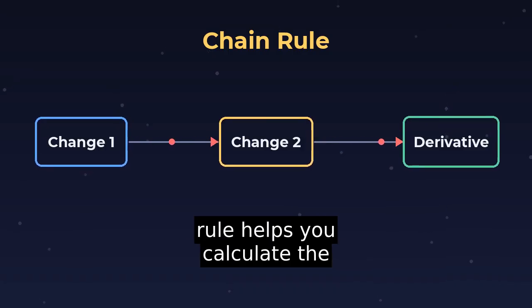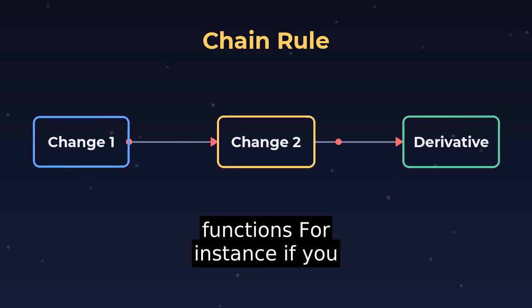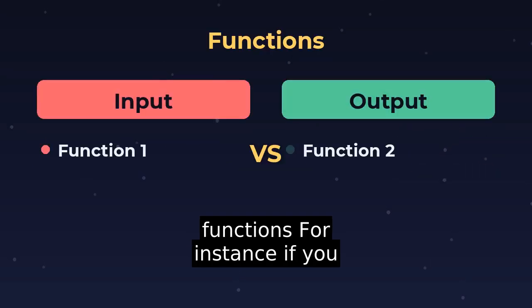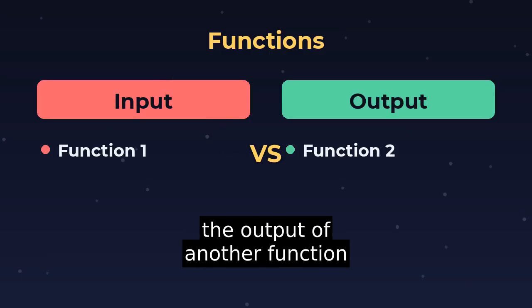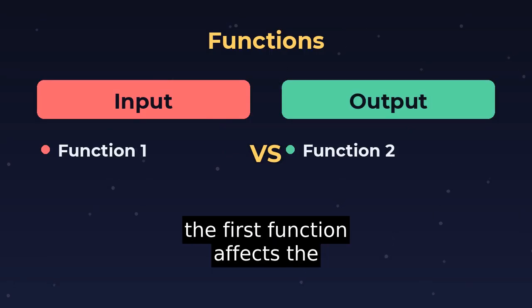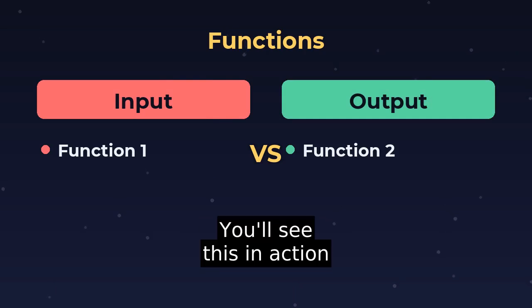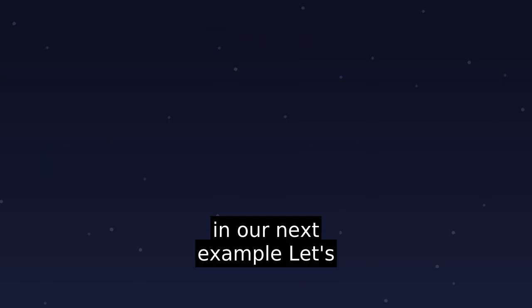The chain rule helps you calculate the derivative of a function that is composed of many smaller functions. For instance, if you have a function that takes the output of another function, the chain rule helps you understand how the change in the first function affects the output of the second function. You'll see this in action in our next example.